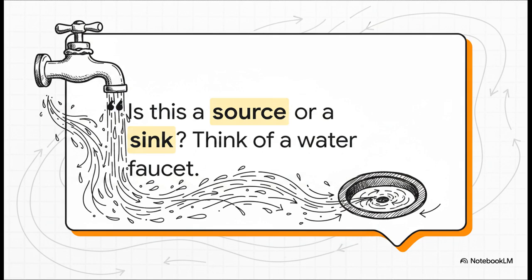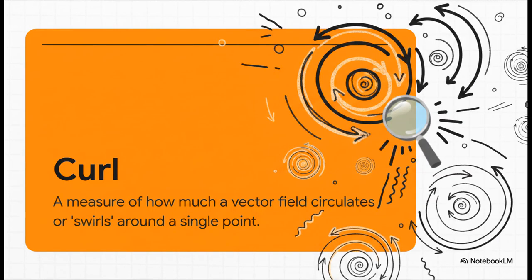If you calculate the divergence and get a positive number, you've found a source. Water is flowing out. If you get a negative number, you've found a sink. Water is flowing in. And if the divergence is 0, it just means whatever flows into that point flows right back out. Okay, on to our second master tool, curl.